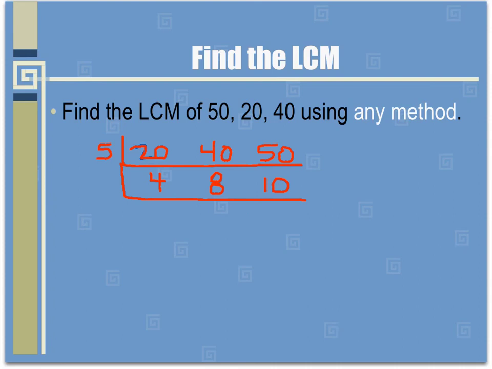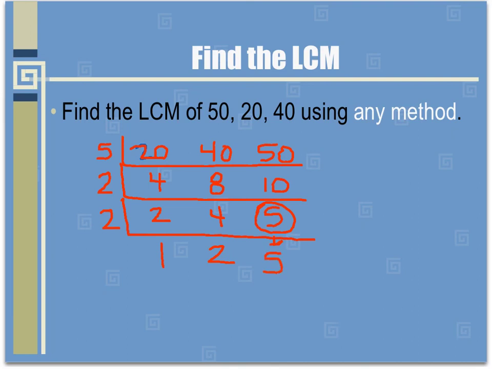All three numbers can be divided again by a prime number, 2. 4 divided by 2 is 2, 8 divided by 2 is 4, 10 divided by 2 is 5. Now notice that I have three numbers, but I can only divide out 2 of them. 5 is the one I can't work with, but I know that I can divide both 2 and 4 by 2. 2 divided by 2 is 1, 4 divided by 2 is 2, and then I'm going to bring down the 5 that I didn't work with.